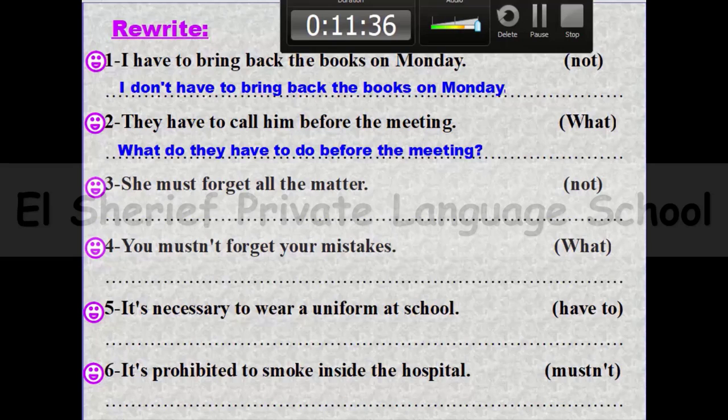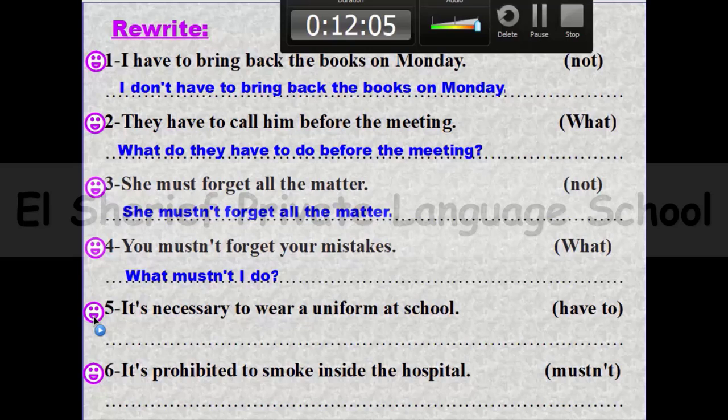Okay. Number 3, she must forget all the matter. So she mustn't forget all the matter. Number 4, you mustn't forget your mistakes. Use what? So, what mustn't I do? Number 5, it's a very important sentence here.